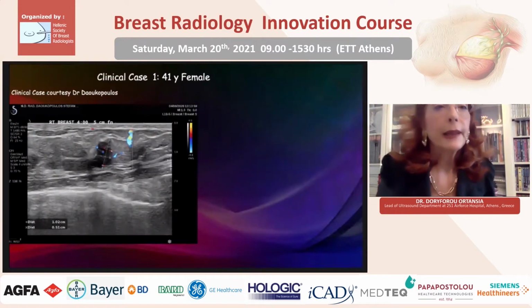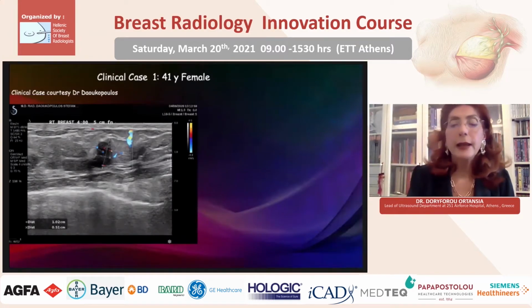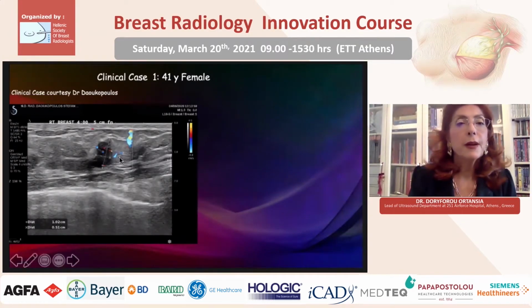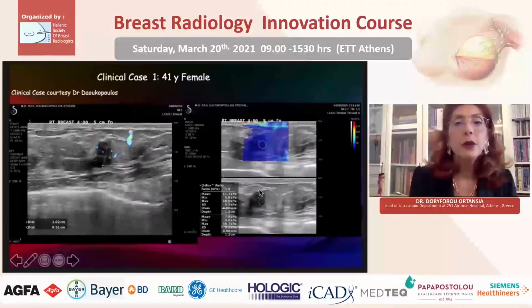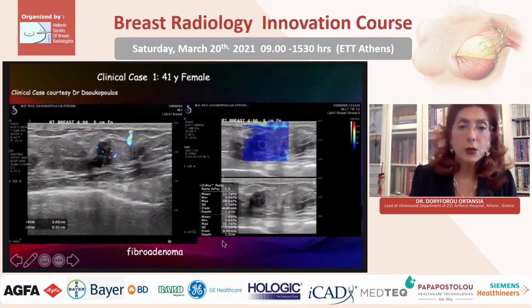Let's see some clinical cases. A symptomatic lady presents with an ultrasound taller than wider lesion, well-defined borders. On shear wave, we get soft values, very reassuring, and it was a fibroadenoma.